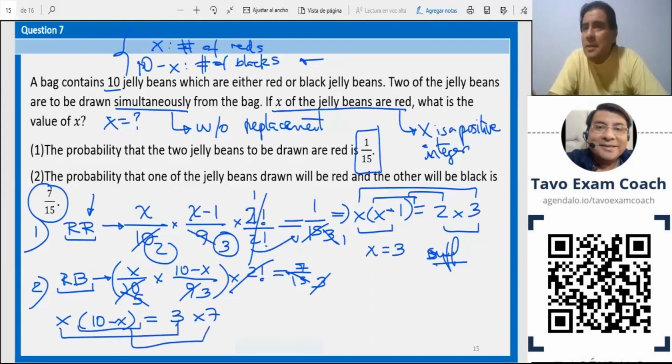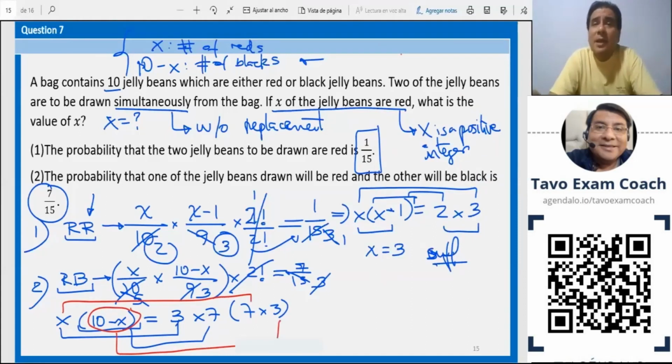But could it be the other way around? What about if I put it like this, 7 times 3? Here, X could also be 7 and 10 minus X could be 3, right? Because the two numbers, X and 10 minus X, add up to 10, as 3 and 7 do. So you have actually 2 possible positive values for X. X can be either 3 or 7.